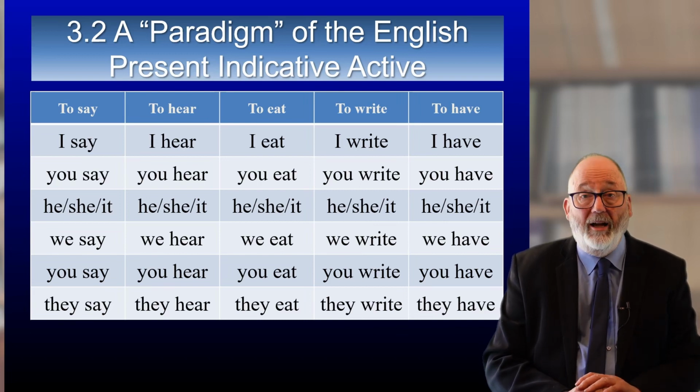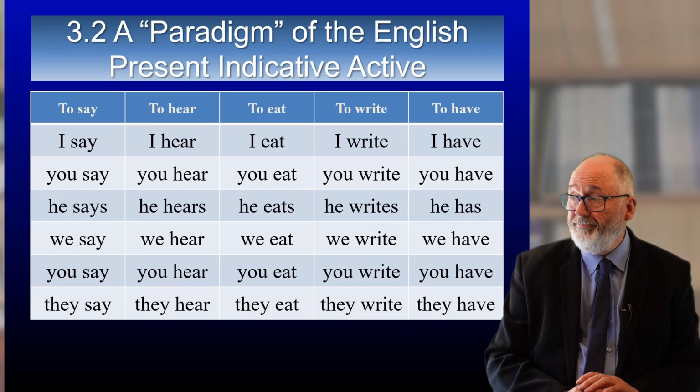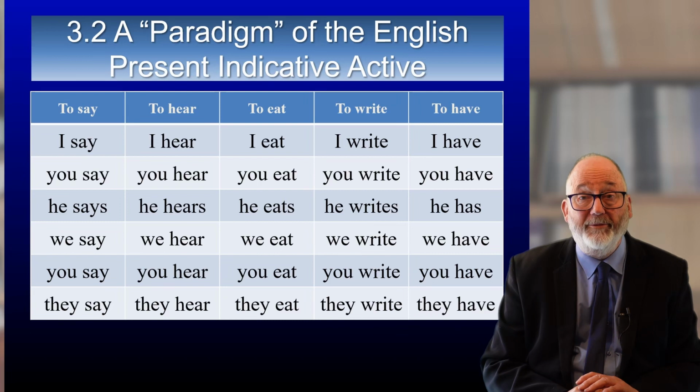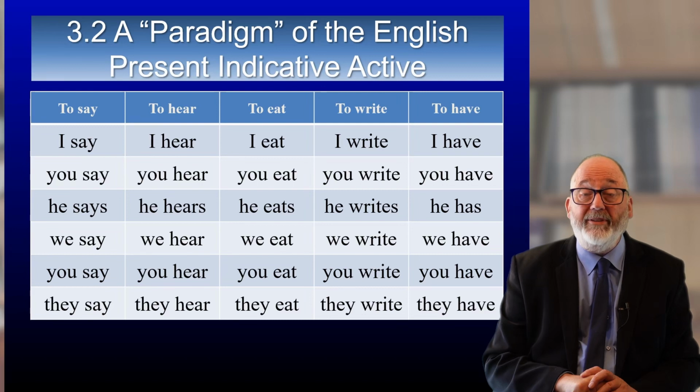Second column. I hear, you hear, he, she, or it hears. We hear, you hear, they hear. And so on. I eat, you eat, he eats. We eat, you eat, they eat. And the last column, I have, you have, but he has. Oh, that's an irregularity. Now, don't you find that interesting, that you knew that pattern in your head? You could just go down, I have, you have, he has. Oh, that's an irregularity, but you just knew it.